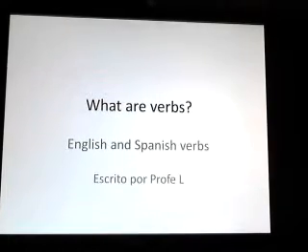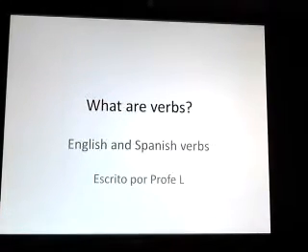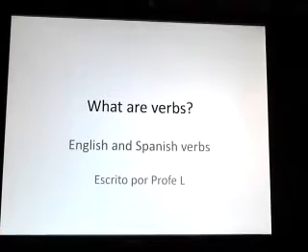And today we're going to talk about verbs. What are verbs? English and Spanish verbs are related, but they work in different ways.